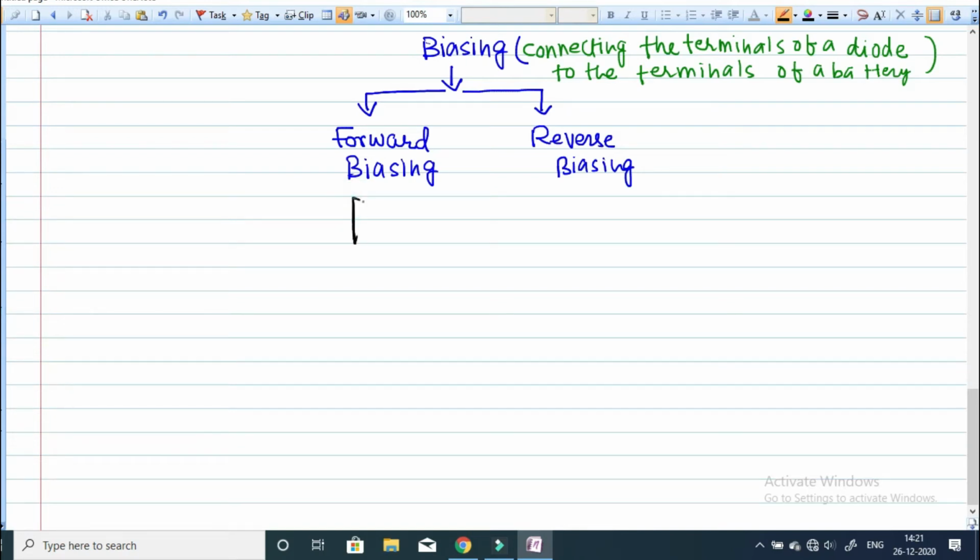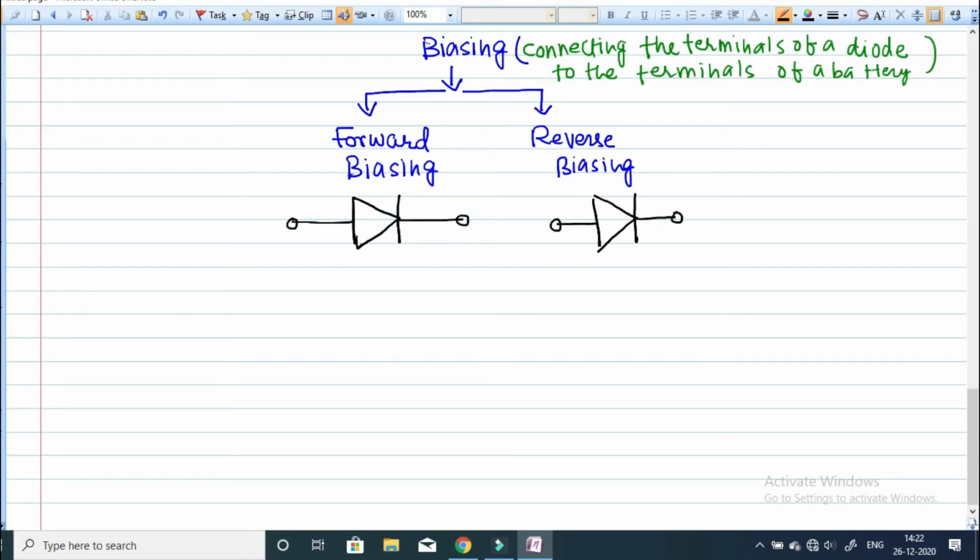This is basically our diode. Now, this is P type and this is N type. And here also, in case of reverse biasing, P type and N type, and these are the terminals. Two terminals are there. It is a two-terminal device. It has the two terminals, anode and cathode.